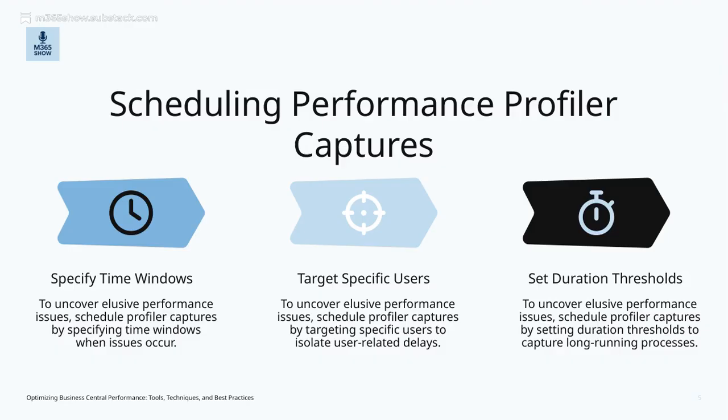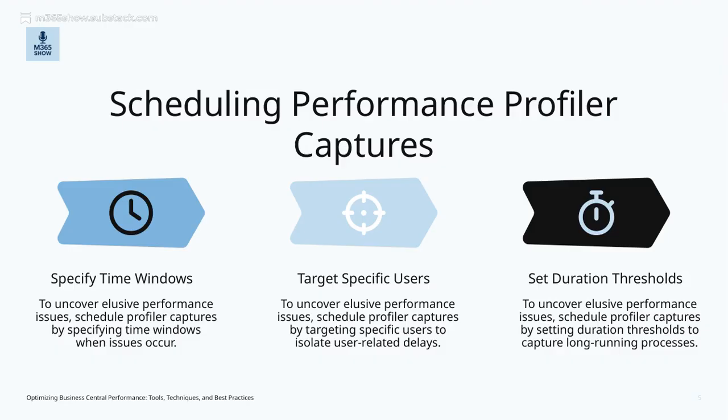Next, targeting specific users can be incredibly effective. If you notice that certain users experience delays more often, capturing data during their activity helps us pinpoint user-related issues or particular workflows that might be causing the problem.